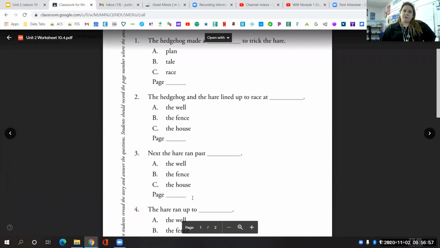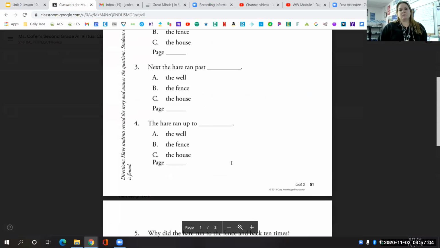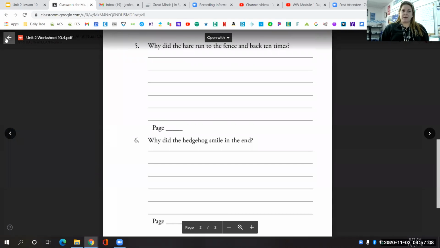This is what I was trying to show you when my screen just completely logged itself out somehow. So you're going to do this. Please do not forget to put the page numbers, and it has 2 pages. Make sure you do both pages, okay?